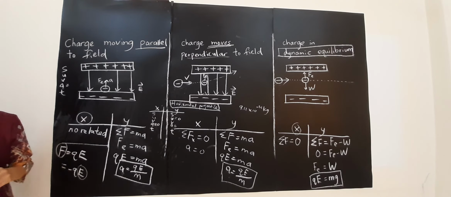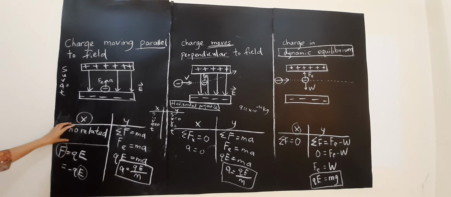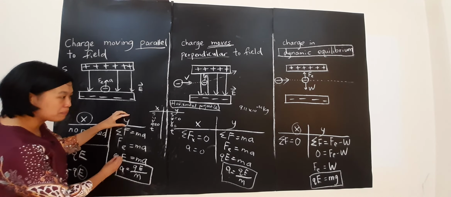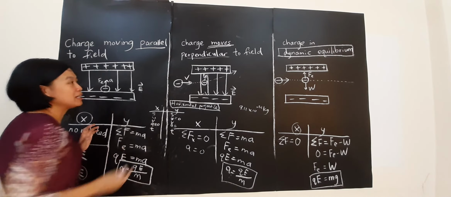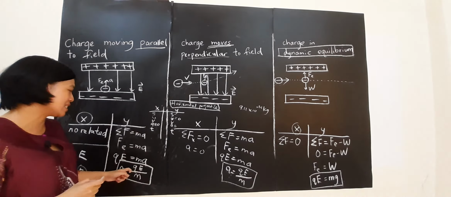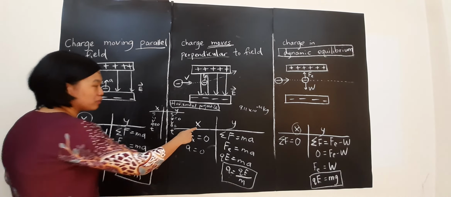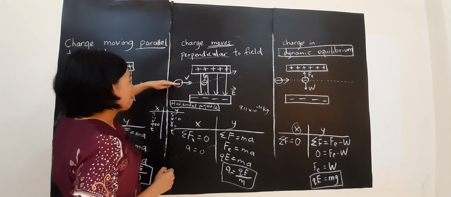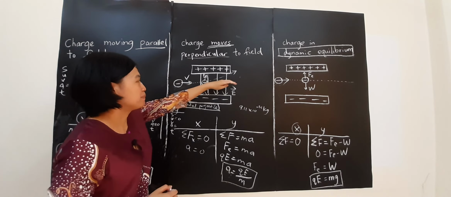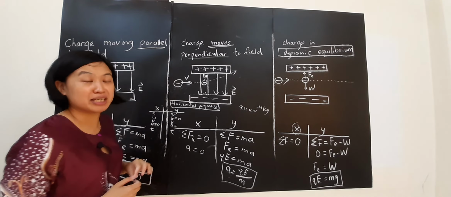Alright, so that's how we solve problems like this. For this case x is not relevant, but for y, if you look at this equation and this one, the equation is the same, because for these two, the only force acting on the charge is just the electric force. And for this case, why is the resultant force for the x component equal to 0? Because along the x component, there is no force acting on this negative charge. So that's why you have this.